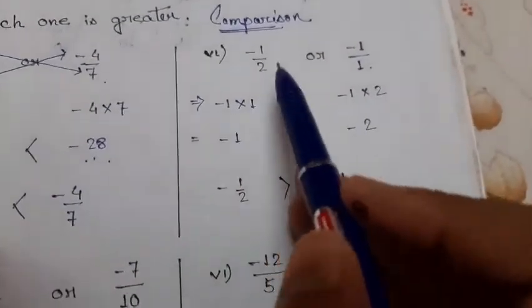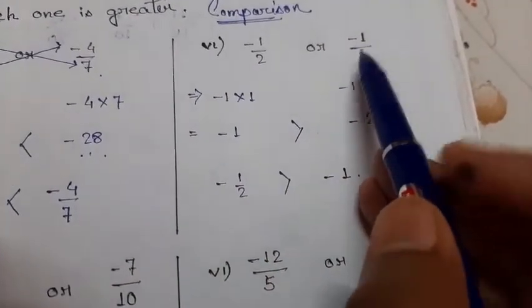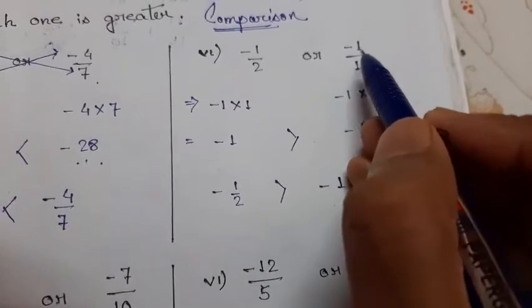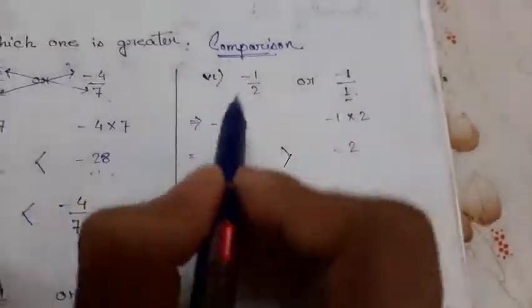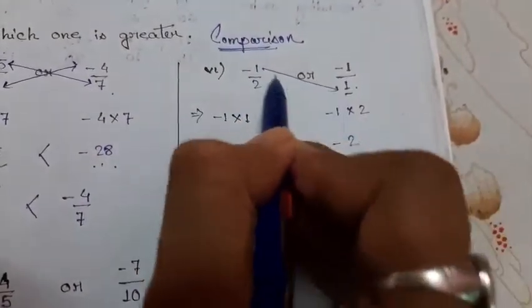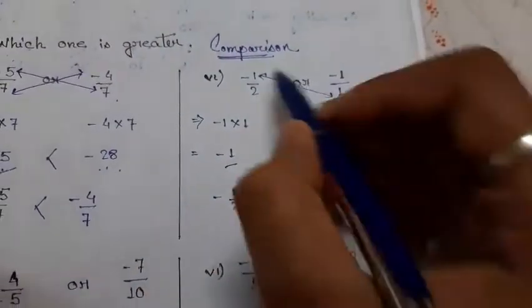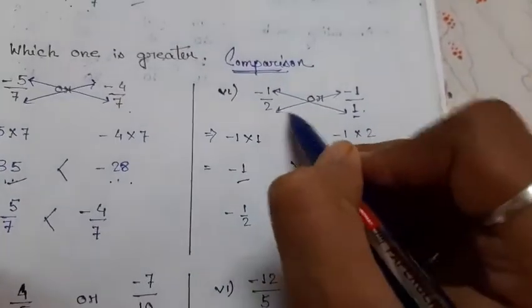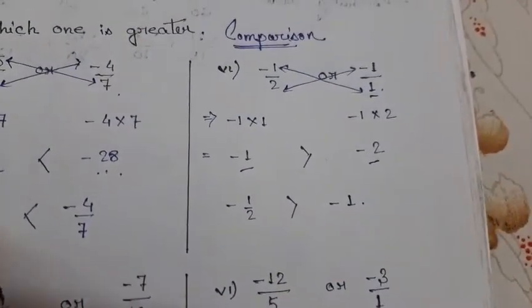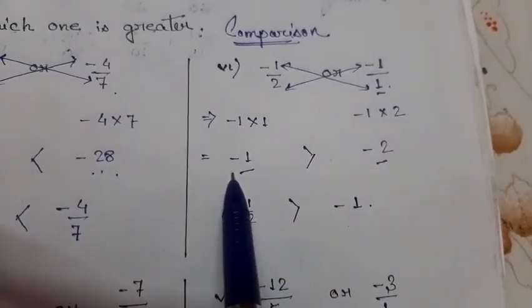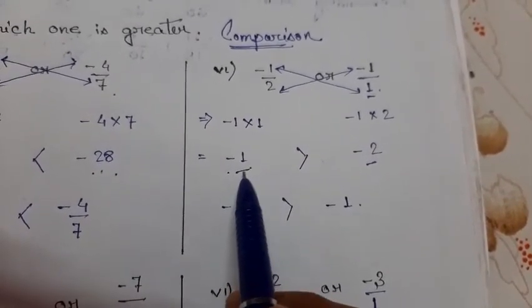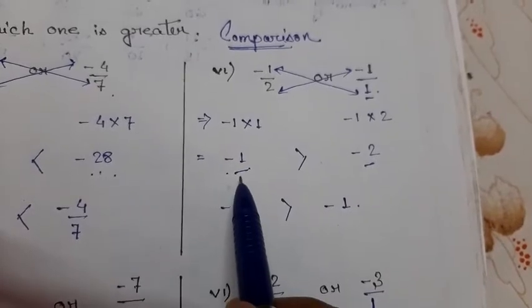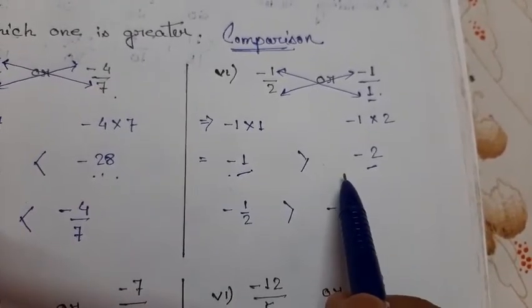Similarly, this sum, minus 1 by 2 or minus 1. So here there is no denominator, so we have to put another 1 in the denominator. Now with a similar method, minus 1 into 1, that means minus 1, and 2 into minus 1, that means minus 2. Similarly, in case of negative integers, the smaller number is greatest. That means 1 is greatest. So minus 1 is greater than minus 2.